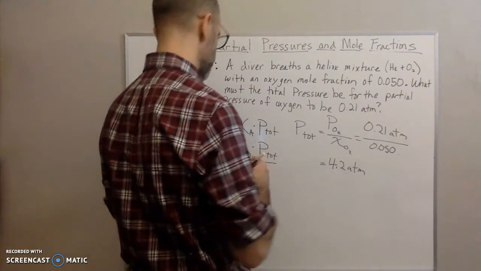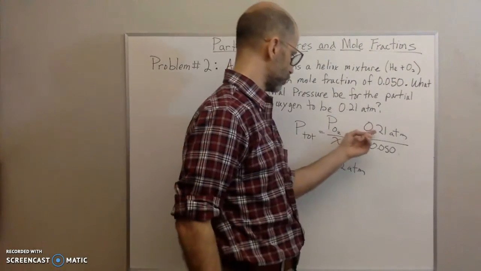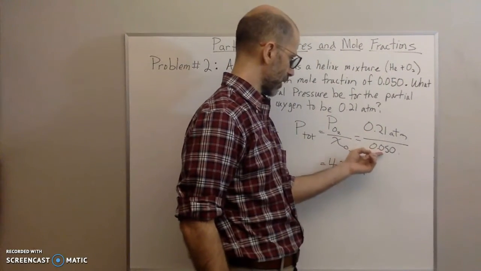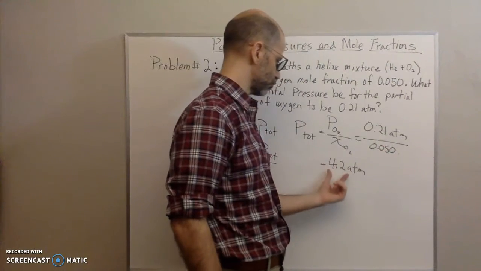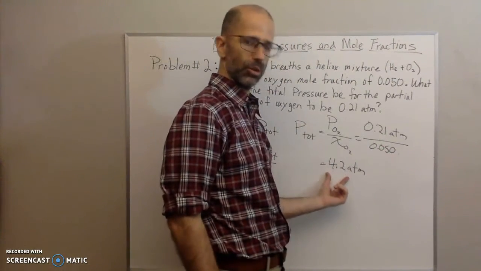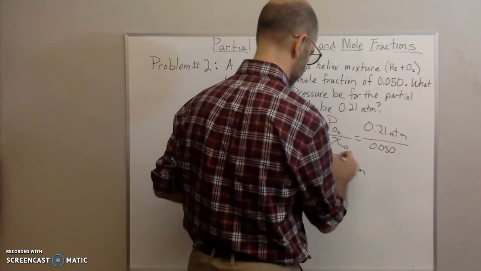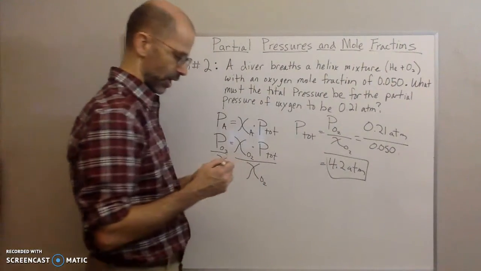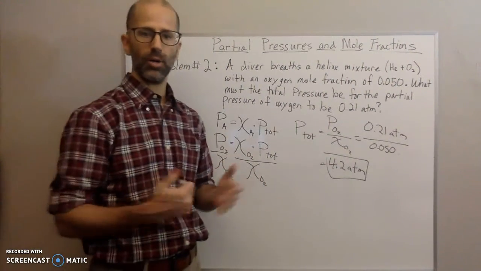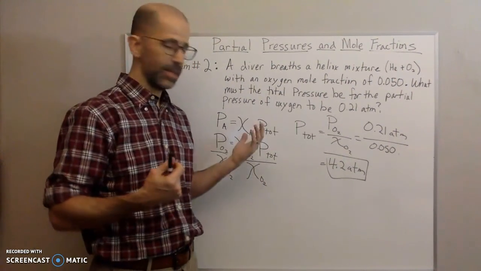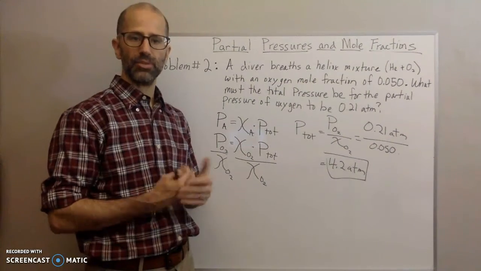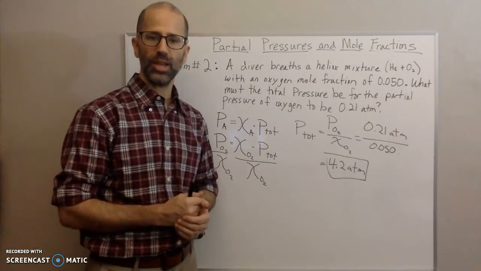Now let's check our sig figs. So we have 2 sig figs here, and we have 2 sig figs here, so we're only allowed 2 sig figs. So 4.2 is 2 sig figs. So that is the final answer that we are going to give. That's it. So that makes this really easy. I hope this was helpful.